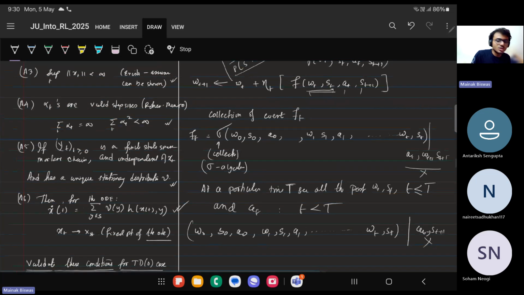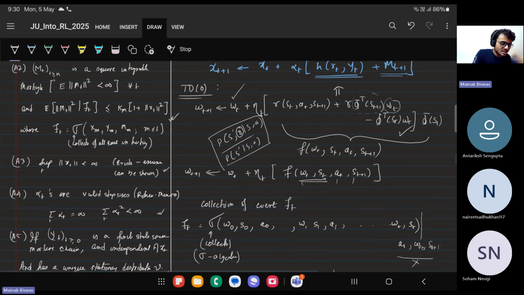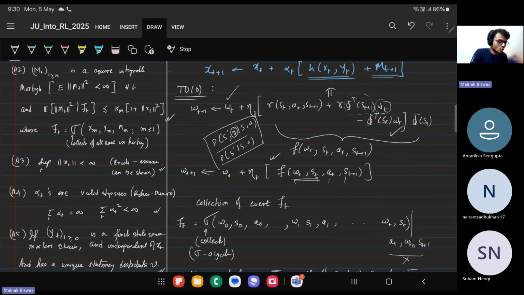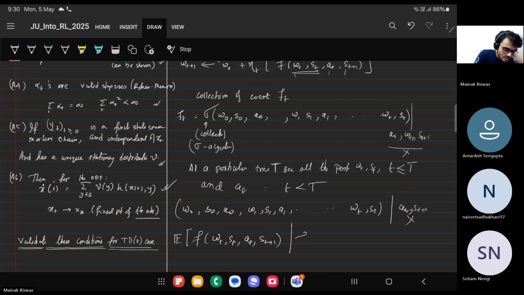What I'm trying to say is very simple. For this function f, I will try to compute the expectation of f of Wt, St, At, St plus 1, given the collection Ft. Now here comes the martingale. That's where the martingale comes in. All I'm trying to do is compute this.